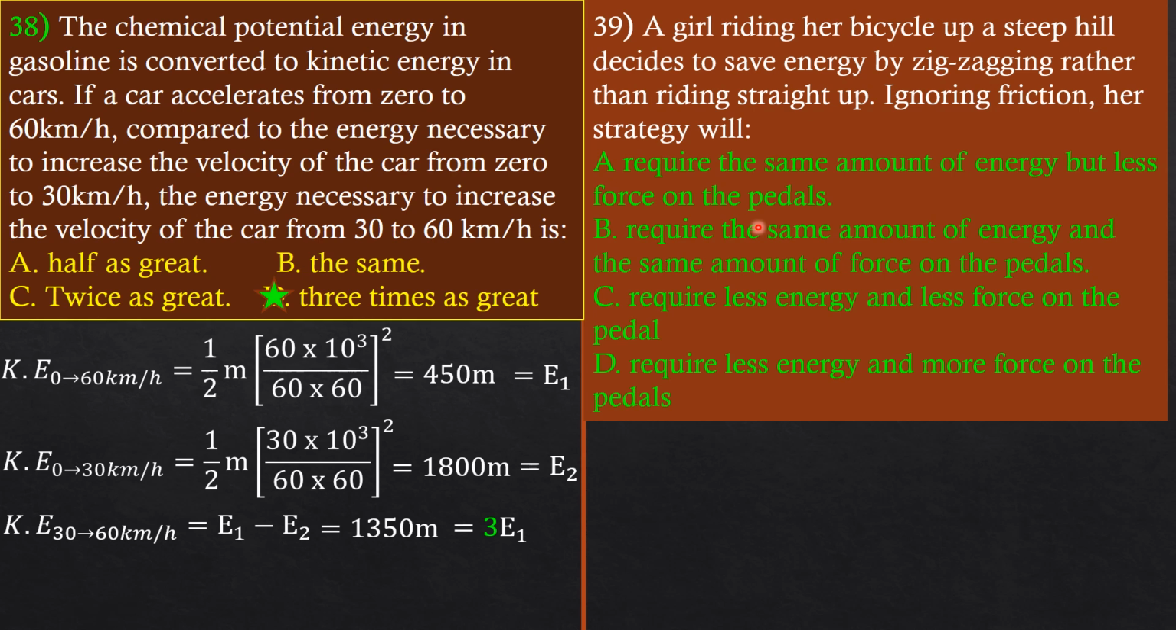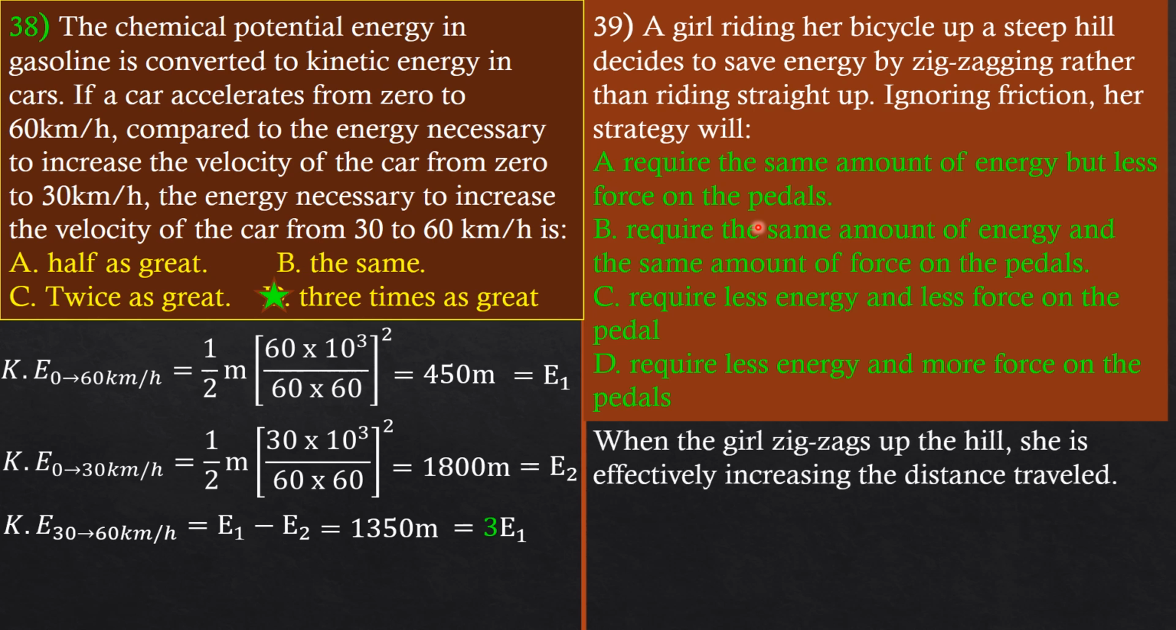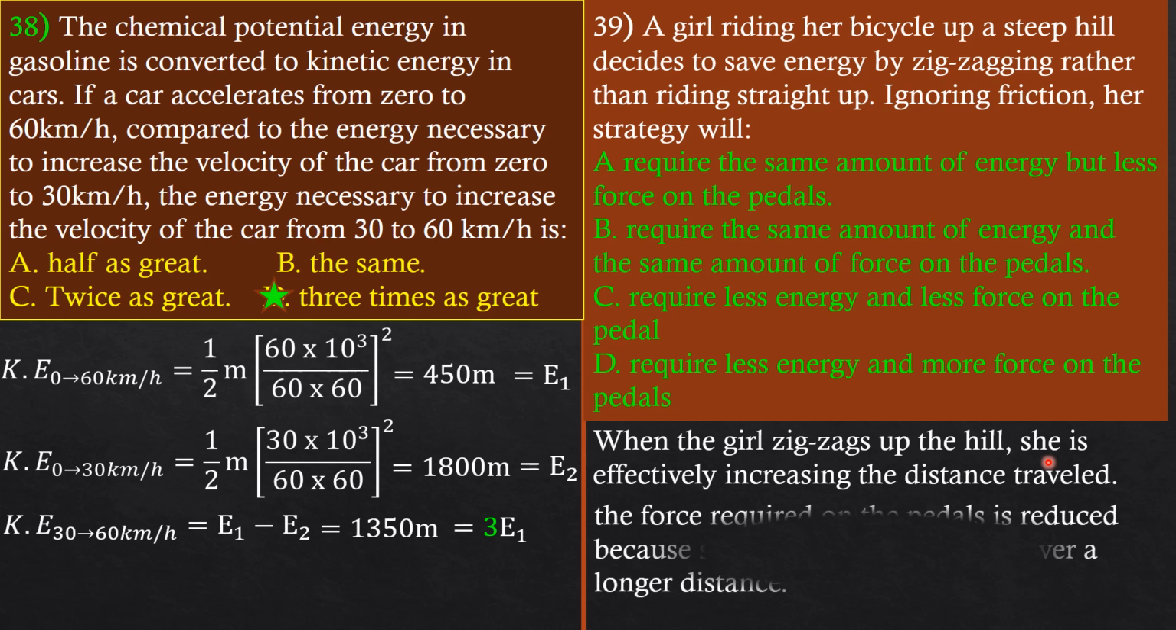But let's have it that when the girl zigzags up the hill, she is going to effectively increase the distance traveled, and as such, the force required on the pedal is going to be reduced since she's going to spread the force over a longer distance. That is the effort applied over a longer distance. Option B is that it requires the same amount of energy and the same amount of force. Wrong, guys. Option C requires less energy and less force. No. Requires less energy and more force. No, guys. So option A has to be the best option for our question. Okay, let's go on, friends.